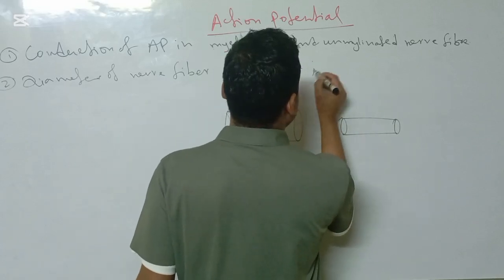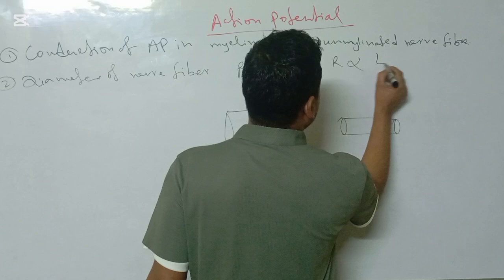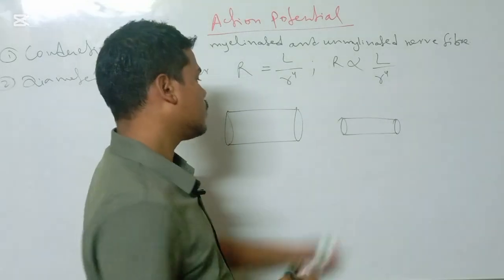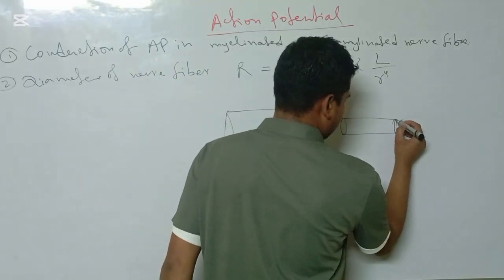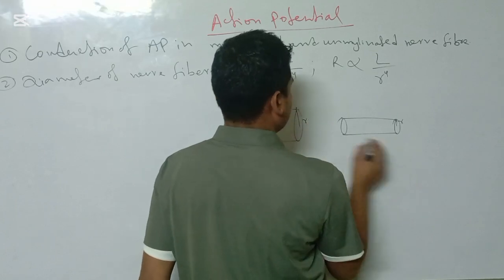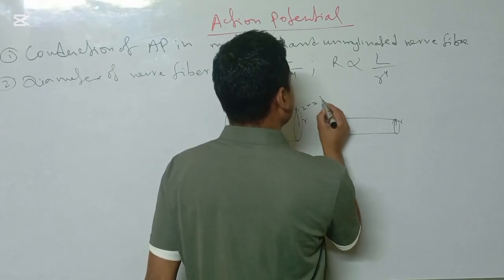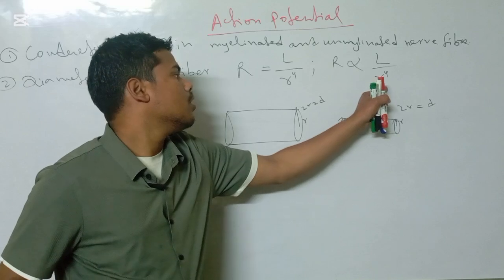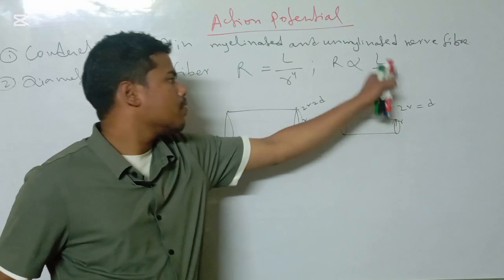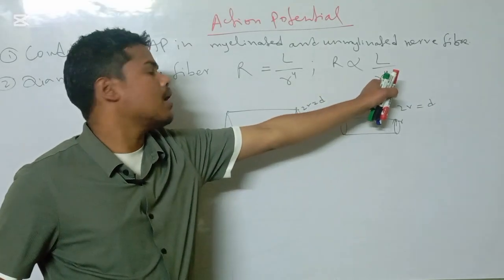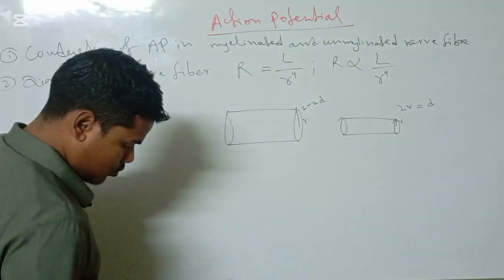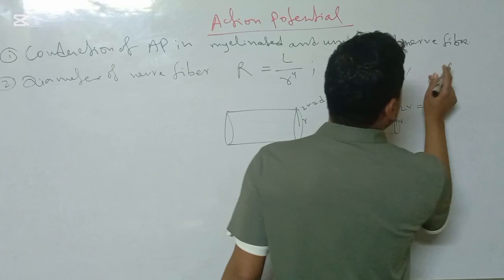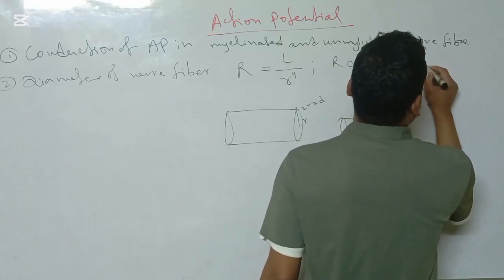This implies R will be directly proportional to L and inversely proportional to the radius, and you know 2r equals diameter. Here again 2r equals diameter, inversely proportional to r to the power 4, and also you know here R is the resistance. R will stand for resistance. From Ohm's law you also know that V equals IR.